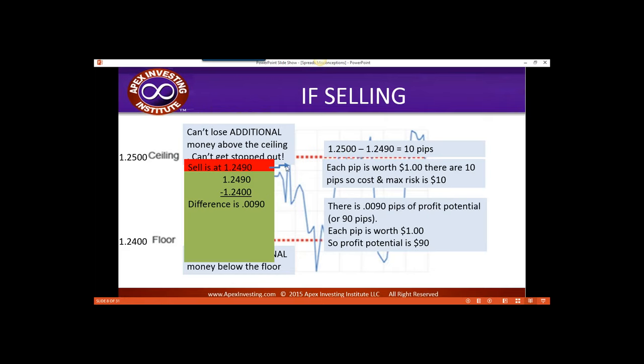Now, from 2490 all the way down to the floor of 2400 is a difference of 90 pips. There's 90 pips of potential profit. Each pip is worth a dollar, so I could potentially profit $90. And again, if it comes all the way down and keeps going, doesn't matter. I can only make money to the floor. Okay?